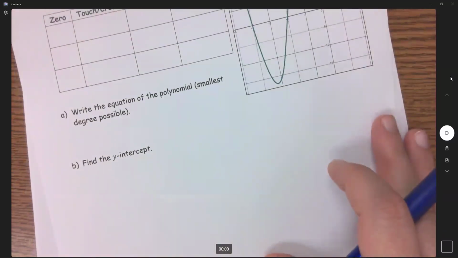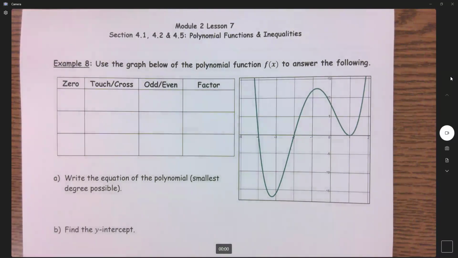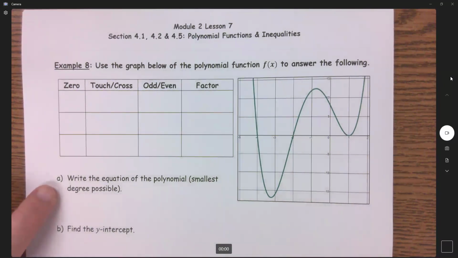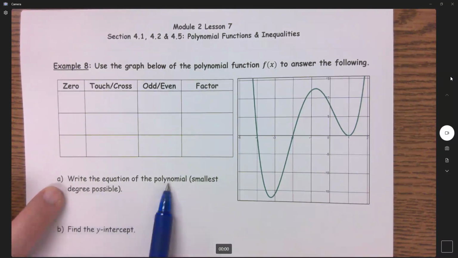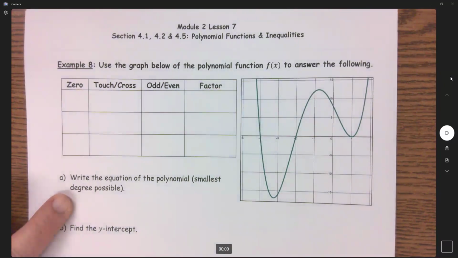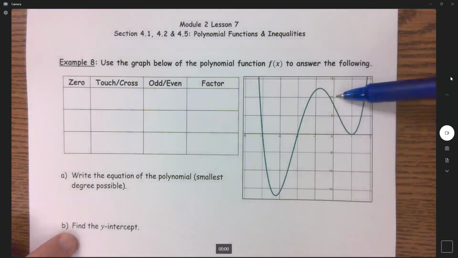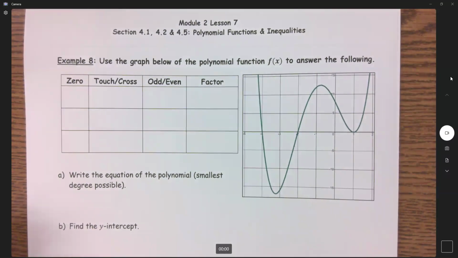Okay, let's go ahead and continue on. We're going to go through example 8. And this kind of puts everything together from this video and last video together in one. So this says, use the graph below of the polynomial function to answer. I want to know, write the equation of the polynomial, smallest degree possible. So if it is even multiplicity, we're going to put a 2. If it's an odd multiplicity, we're going to put a 1. And then we're going to find the y-intercept.